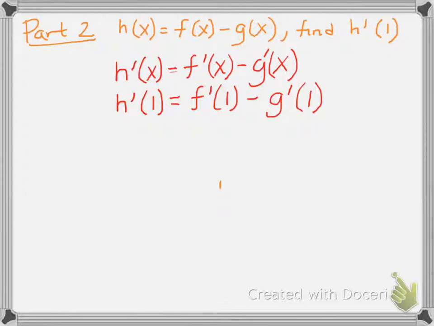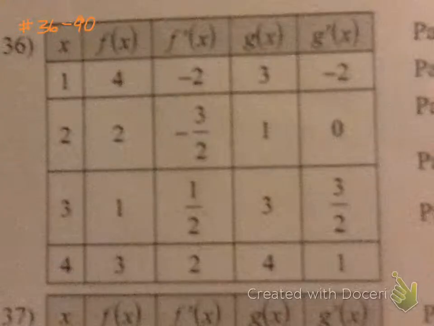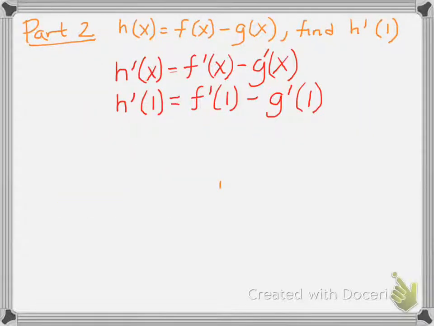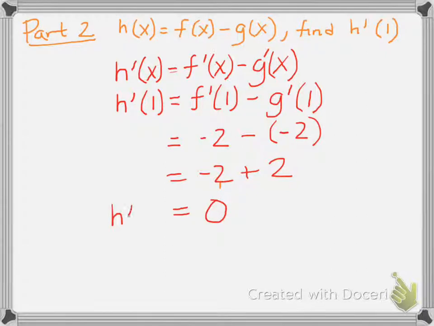Alright, so I go back to here. So f prime at 1. F prime at 1 is going to be negative 2. And g prime at 1 is also going to be negative 2. So I'm going to go back and substitute that in to my formula. So negative 2 minus negative 2. Negative 2 plus 2, which is equal to 0. So h prime at 1 is equal to 0, and you're done with part 2.